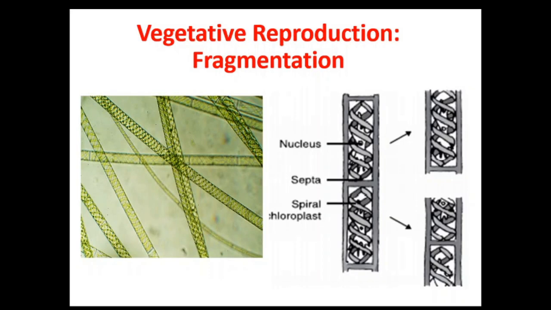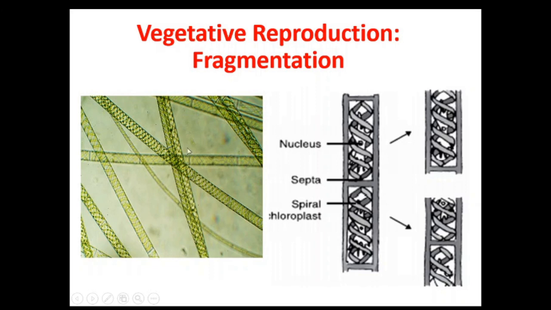In fragmentation, the filaments of Spirogyra break into pieces, either due to mechanical injuries or by dissolution of the septum between the adjacent cells. So in this image you can see the tangled filaments of the Spirogyra. In the filaments you can see these distinct cells. So this is one cell and this is another cell.